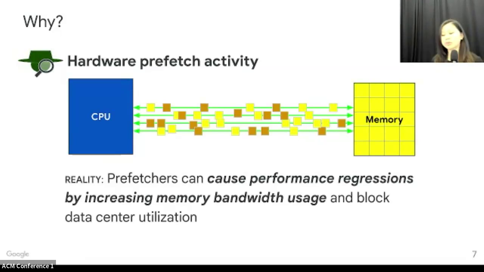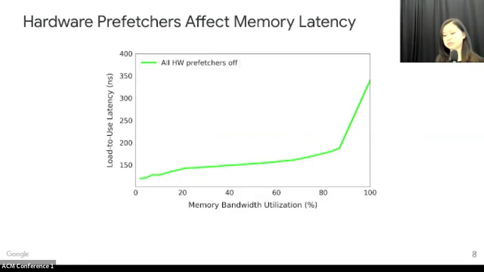However, at Google, we've been seeing that our hardware prefetchers often cause performance regressions for us, and they were increasing memory bandwidth usage, and as a result, blocking our data center utilization. And so we started analyzing this a little more, and we found that there are some very interesting relationships between hardware prefetch activity and memory latency.